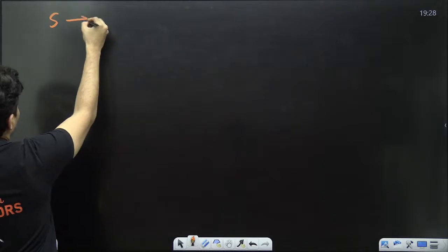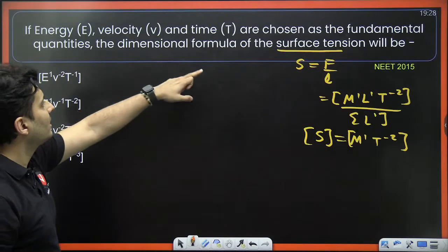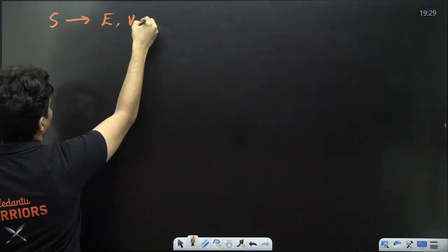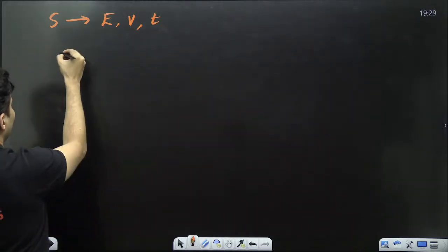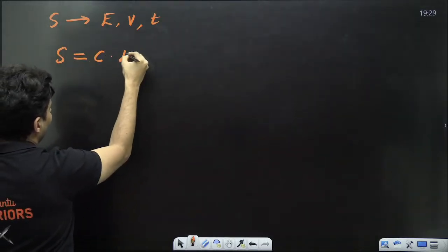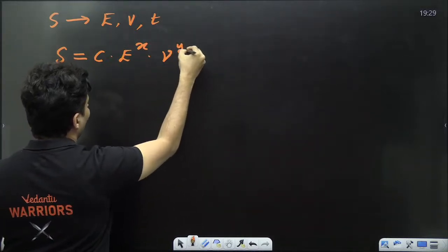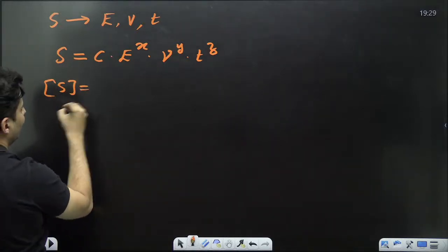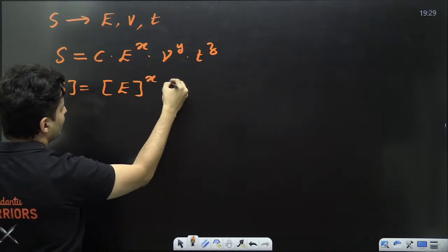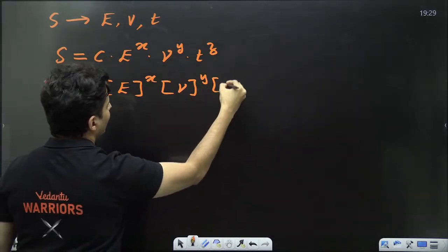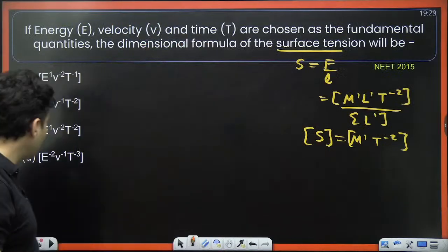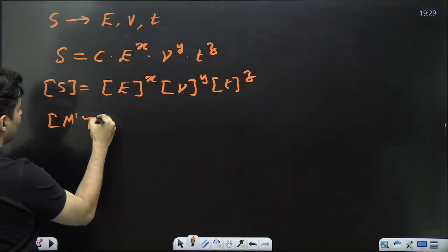And this says that the surface tension is dependent on energy, velocity and time. So what is the first thing? S is some constant into energy raised to x, velocity raised to y, time raised to z. That's all. So dimensionally, dimension of S will be dimension of energy raised to x, dimension of velocity raised to y, dimension of time raised to z. Dimensions of surface tension is M1 T raised to minus 2.